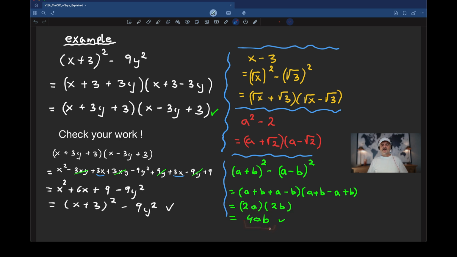So this is an expression that got simplified from a big complex starting point into a very simple form.